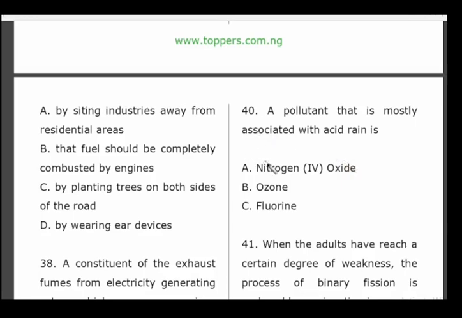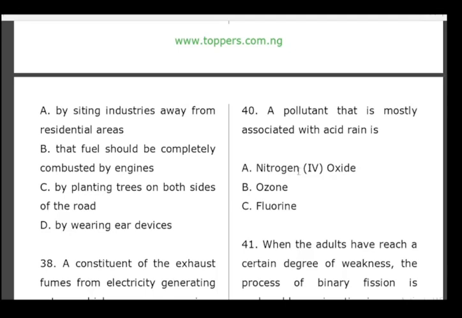It is the pollutant that results in acid rain. When the water coming from the sky mixes with nitrogen in the air, that is what results in what we refer to as acid rain. So the water, H2O, mixing with nitrogen is what results in this nitrogen oxide that we have here, and that is what we refer to as acid rain.